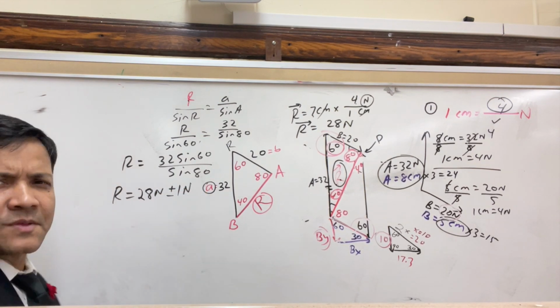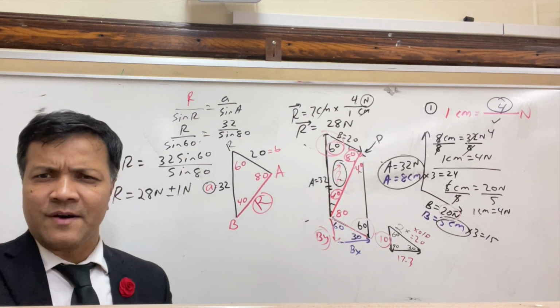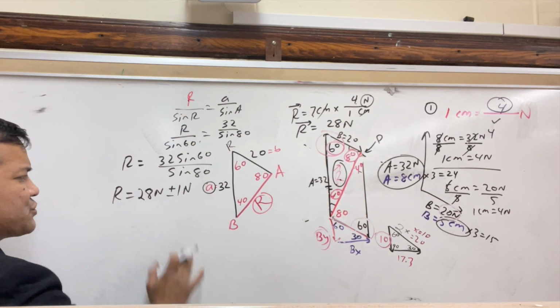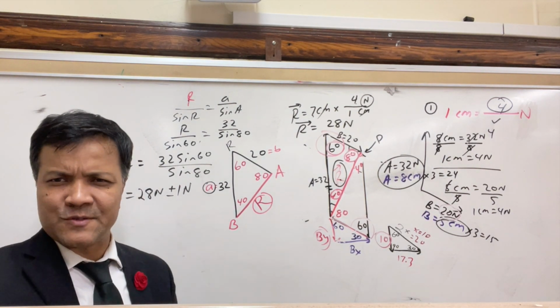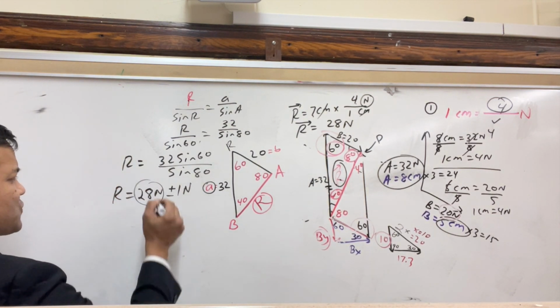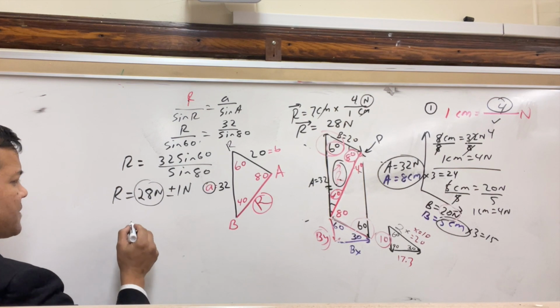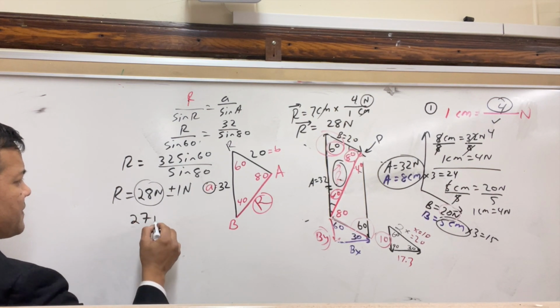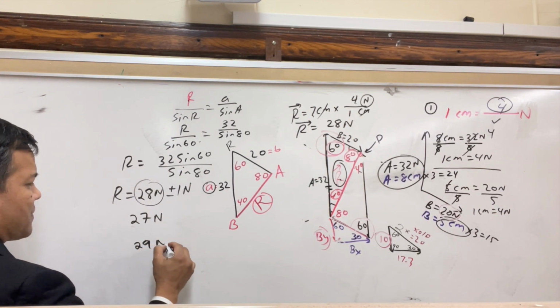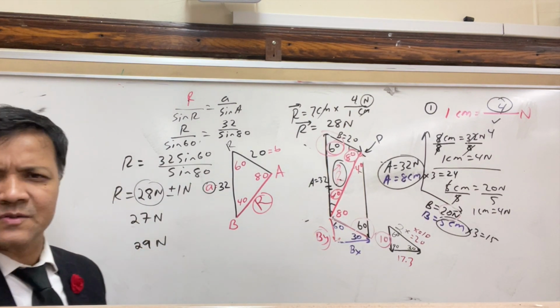Because I asked you that, I would accept only 5% error. Only 5% error, so you cannot put 2. 5% error means 1. Because if this is a true answer, which it is, then it could be 27 Newton or 29 Newton. Both are true because both fall within 5%.